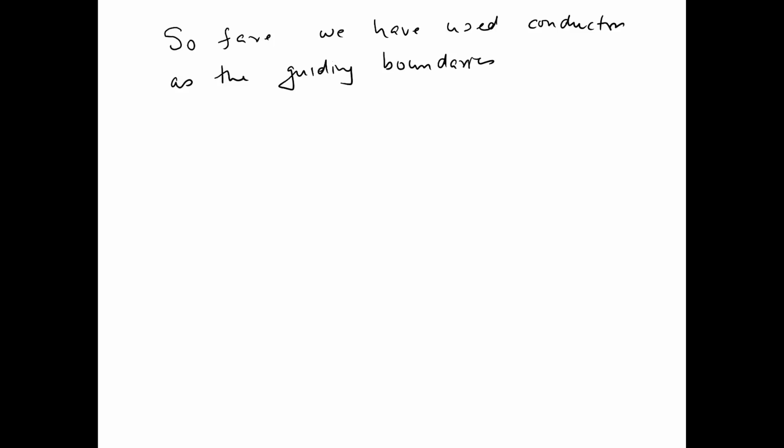So far, we have used conductors as the guiding mediums, as the guiding boundaries. So you basically have a conductor here, and you have a conductor which is separated by some distance a, and this is some mu epsilon. And the conductor is forcing the electric field to go to zero here and forcing the electric field to go to zero here.